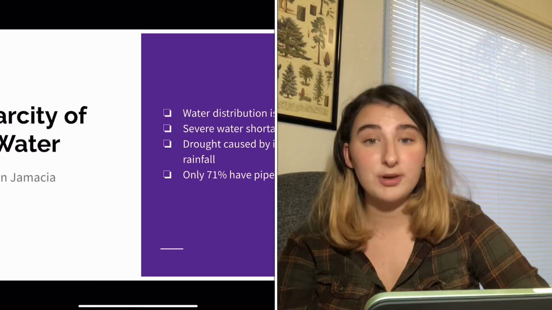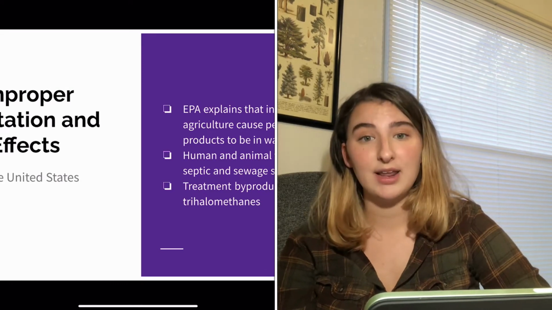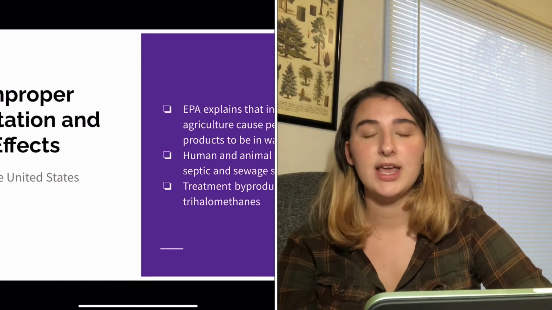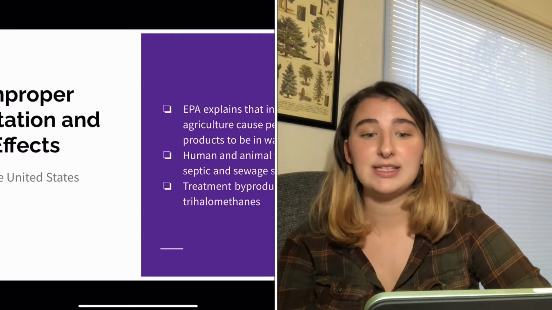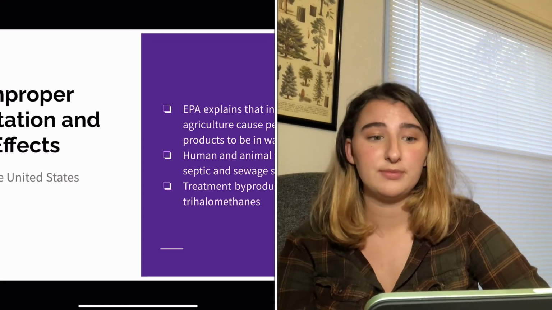In Jamaica, 30% of the poor households use untreated river water, and wastewater sectors are outdated, meaning they're not running efficiently. This causes pathogens and sediment to be in both water, untreated or treated.